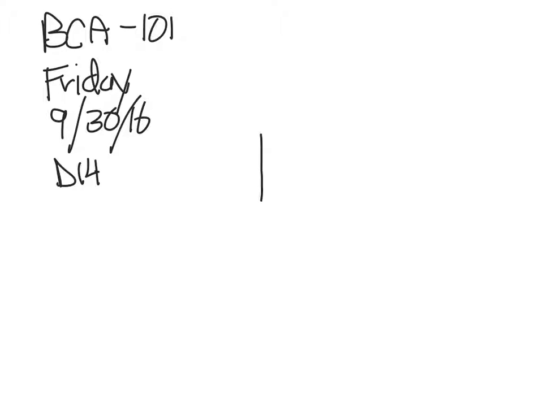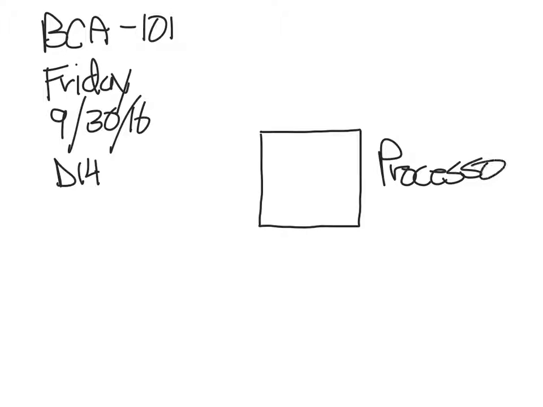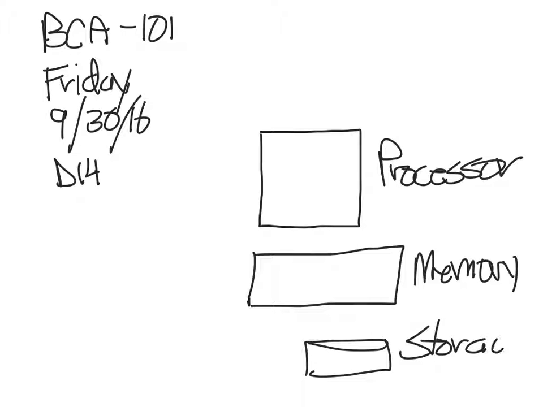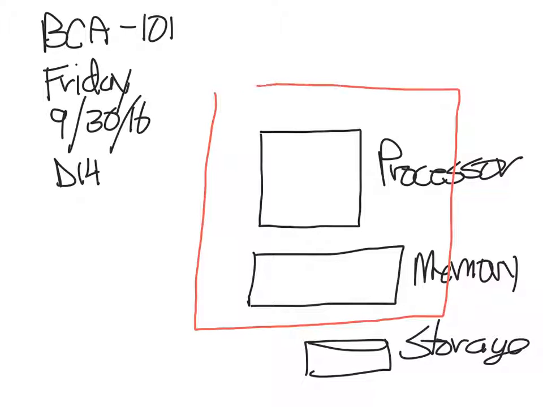Here's what we did. We emphasized key parts to a computer system. We started out with the processor, and then we mentioned memory, storage, and all of these in here are located on a motherboard.